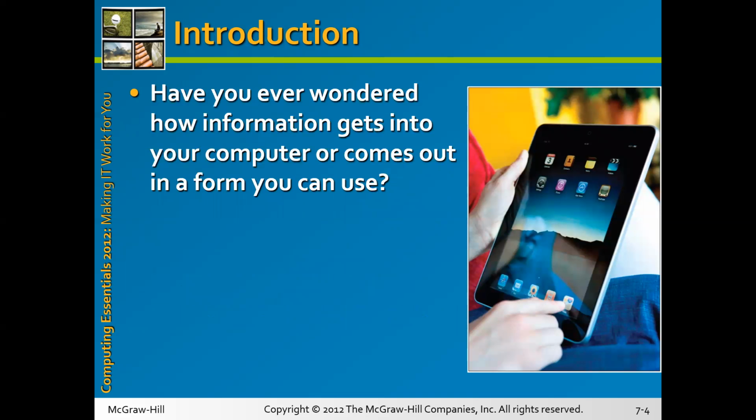Introduction. Have you ever wondered how information gets into your computer or comes out in a form that you can use? Normally, it comes through input and output devices. Input devices convert what we understand into what the system unit can process. Output devices convert what the system unit has processed into a form that we can understand.